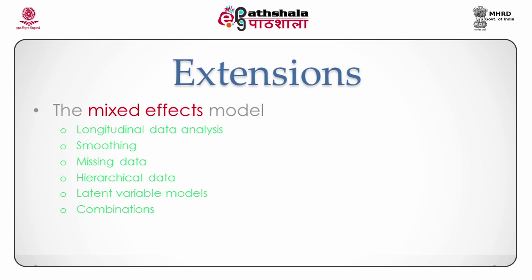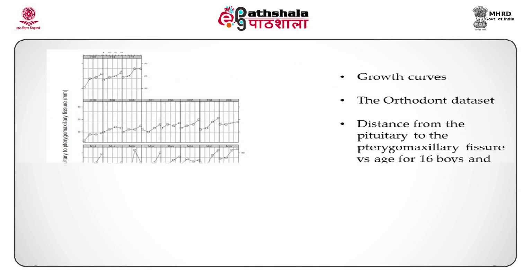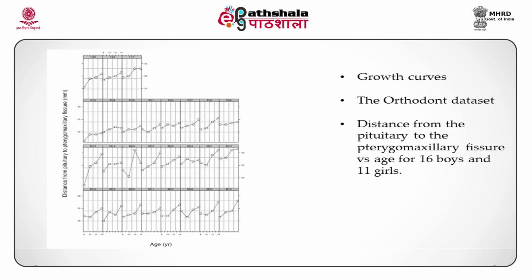So here is a very common example motivated by the use of growth curves. This is taken from the Orthodont dataset, which is included in the nlme library in R and is a very well studied dataset with vignettes which are available from the CRAN website. So here what we have done is we have looked at the growth of girls versus boys. More specifically, by growth we mean the distance from the pituitary to the pterygomaxillary fissure, and we have plotted this against age for a sample of 16 boys and 11 girls. This plot is given on the left panel of the slide.